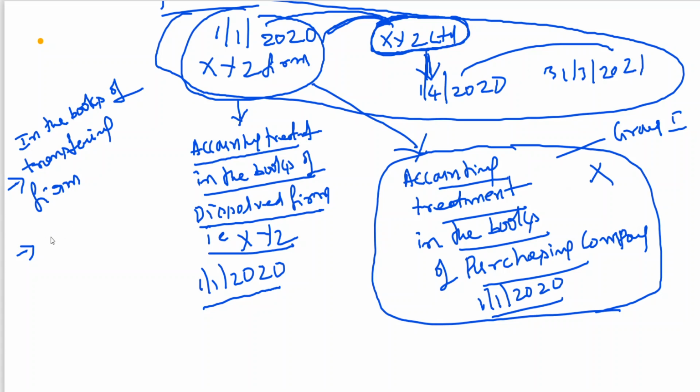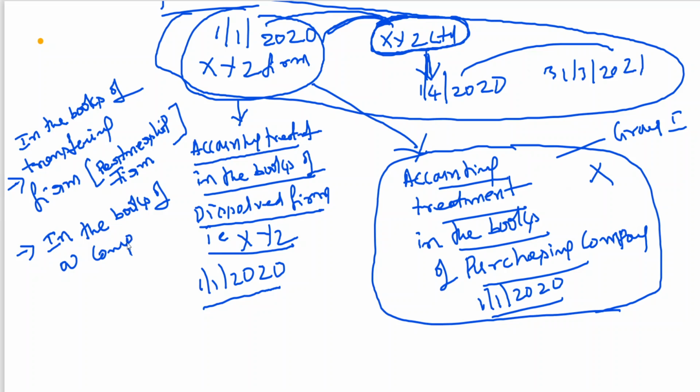In the books of transferring firm. This is partnership firm. In the books of a company. Just for example, I'm giving 1120. Books of a purchasing or taking over company, acquiring company, 1st Jan 2000.